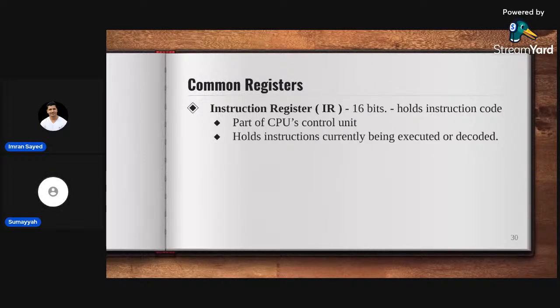Instruction register has 16 bits. It holds the instruction code. It is part of the CPU's control unit. It holds the instructions currently being executed or decoded.